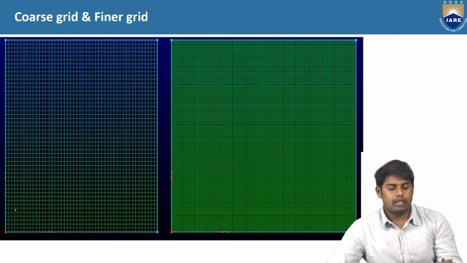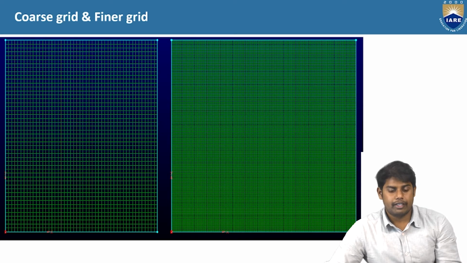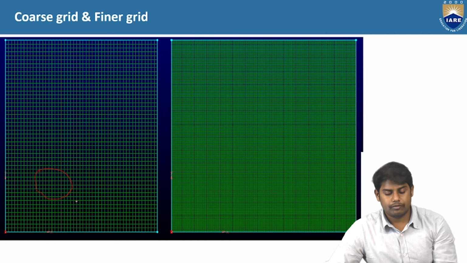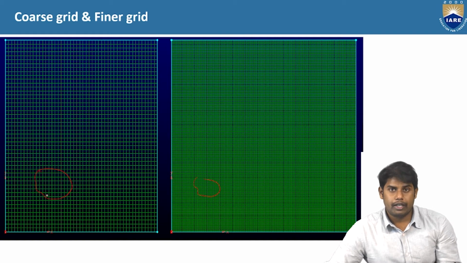As I discussed, there is a difference between coarse and finer grid. Coarse is nothing but fewer grid points, and the finer grid has more grid points. If the solution obtained is the same for coarse and finer, then we can use the coarse grid. But if the solution changes as you change the number of grid points, you should use a finer grid.